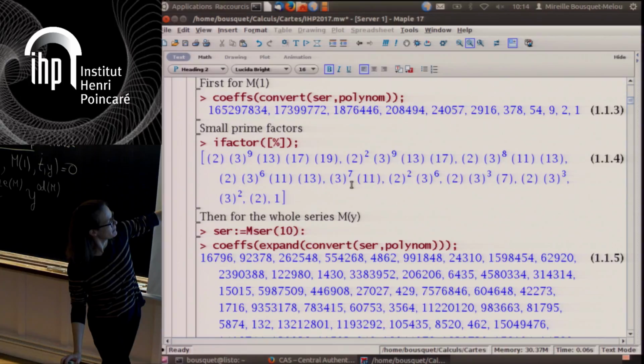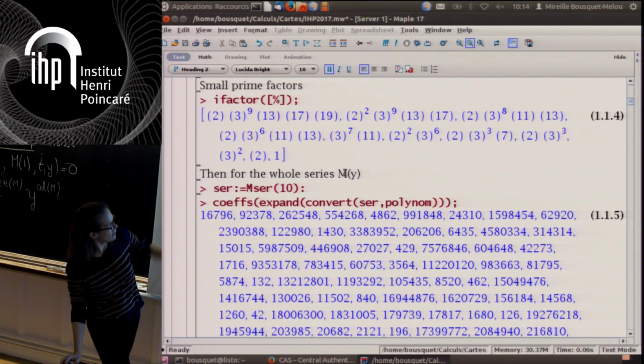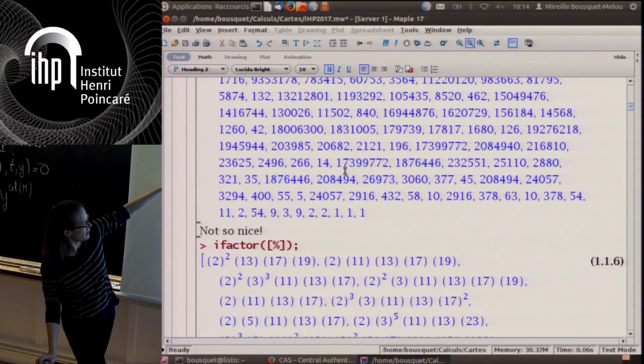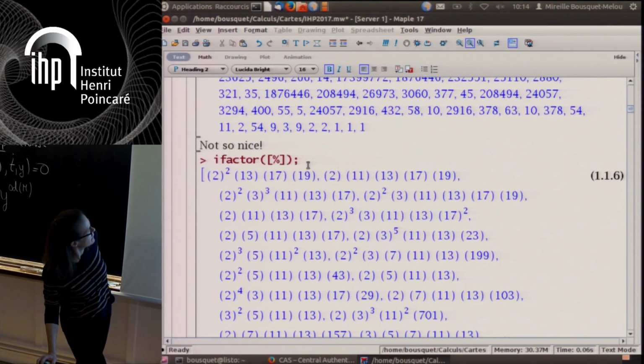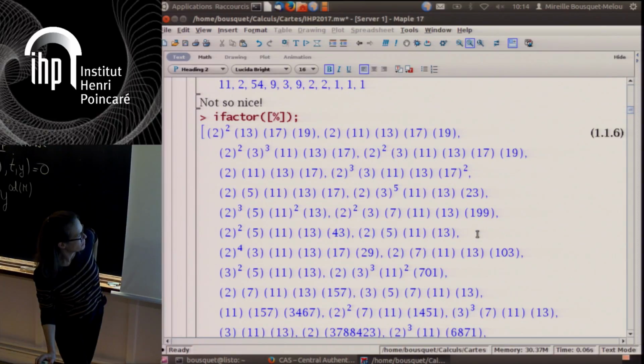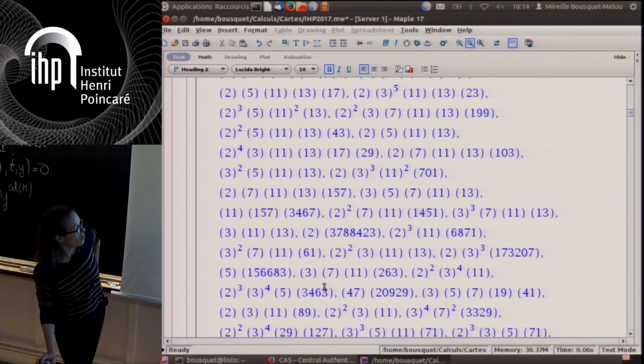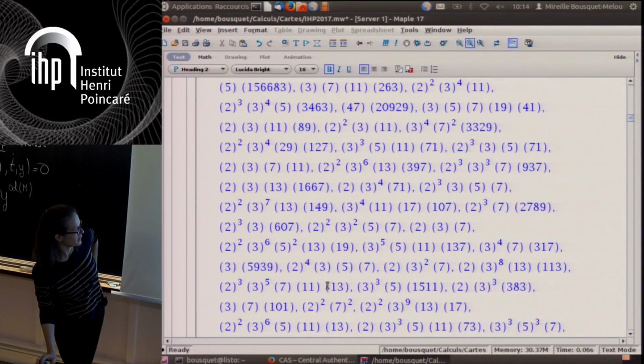If I do the same for the whole series, so now I look at the bivariate series, maybe the coefficients are still nice. That is, maybe there's a nice formula for the number of maps with n edges and outer degree k. So here are the coefficients, whatever they are, and I want to factor them, and I claim it's not so nice. You see here, I get something a bit suspicious, rather big. Here it's even bigger, or there's a terrible one. So maybe there's no very simple formula in that case.